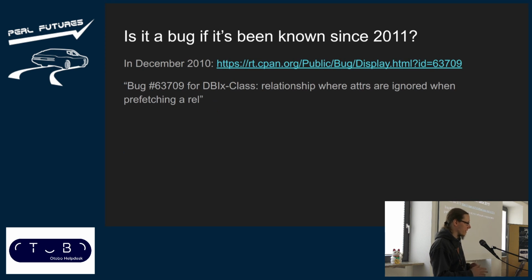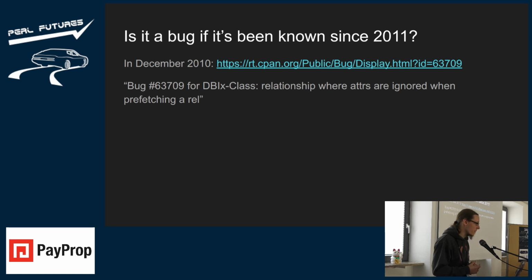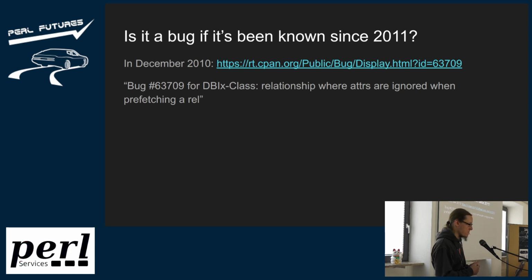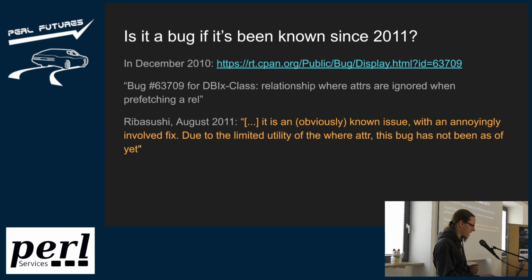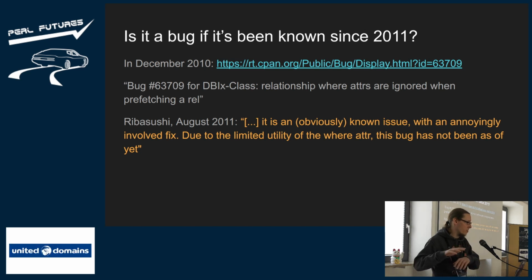Let's do some digging. It must be a bug, right? Well, there's a mailing list entry, and then there is a bug report from 2011 where this behavior was raised. Bug number 63709 for DBIx::Class: relationship where attributes are ignored when prefetching a relation. Ribasushi in August 2011 said, "It is a known issue with an annoyingly involved fix. Due to the limited utility of the where attribute, this bug has not been fixed as of yet," and so on.